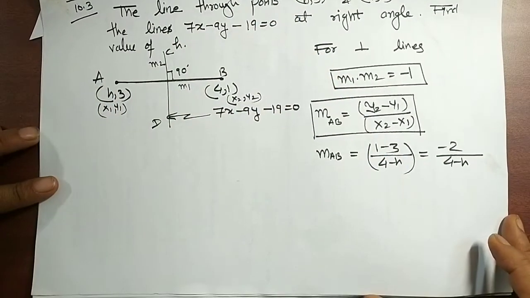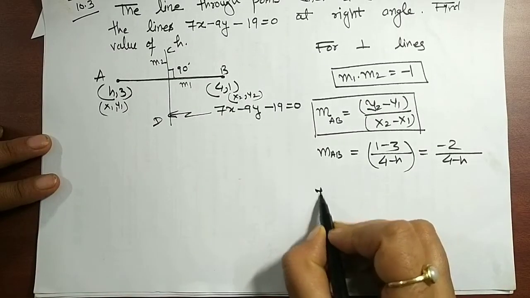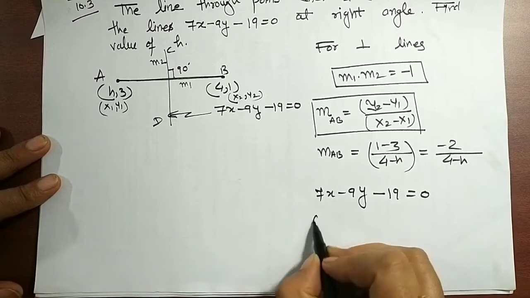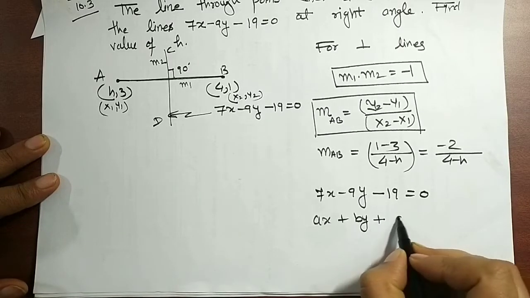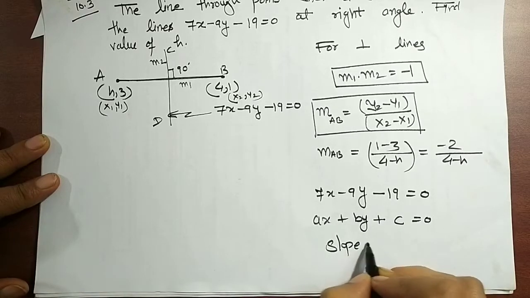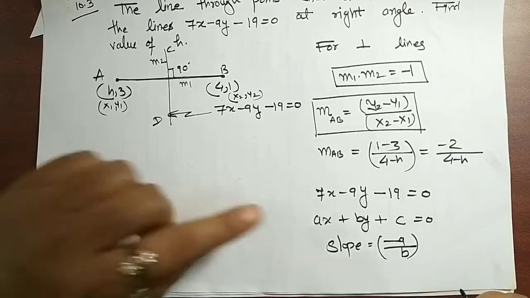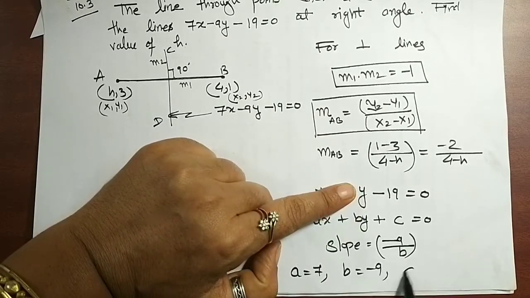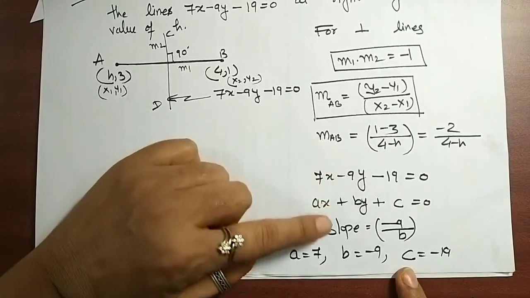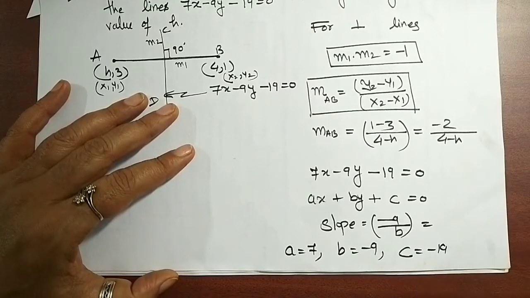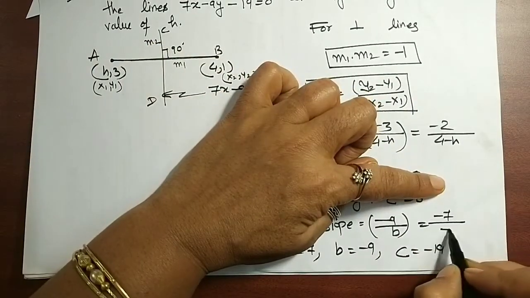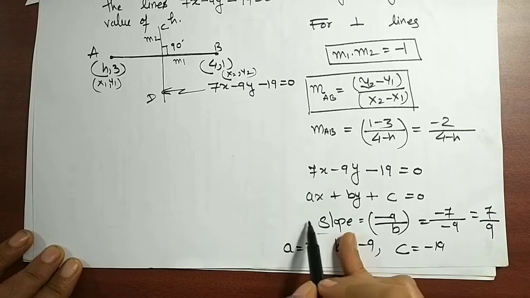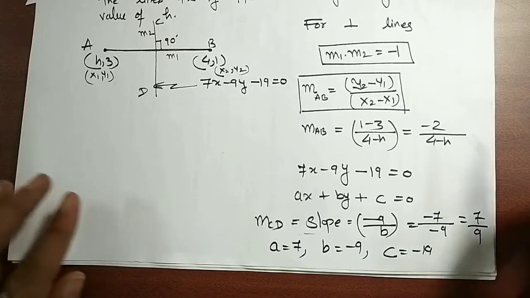What is the slope of this line, the CD line? Here the equation is given 7x minus 9y minus 19 is 0. So if I compare it with Ax plus By plus C is 0, what is the slope of the line? Slope is minus A by B, as I told you before. So A here is 7, B here is minus 9, C here is minus 19. So the slope will be minus A by B, which will be minus 7 by minus 9, which is 7 by 9. So this is my slope 1 and this is my slope 2, or I can call it MCD. So I got both values.